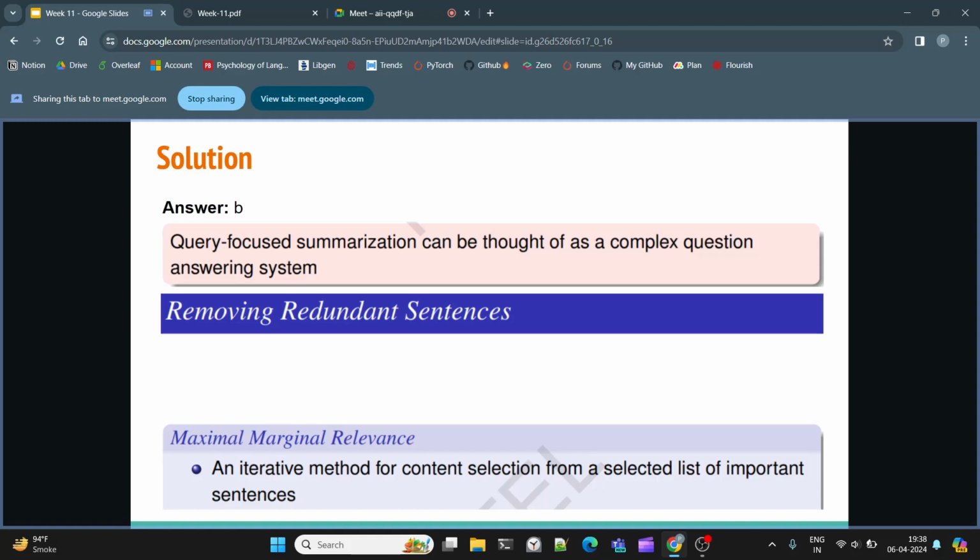If that's the case, we revise the scores and based on that, we select the list of most important sentences. So that is what maximum marginal relevance does.